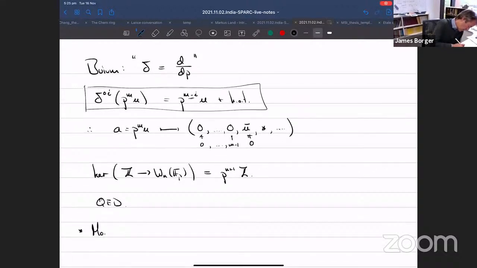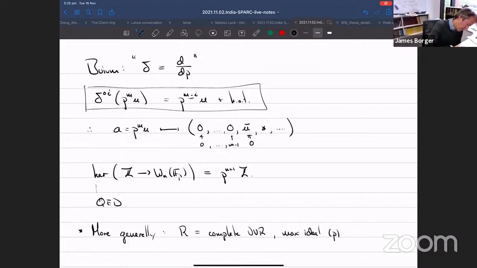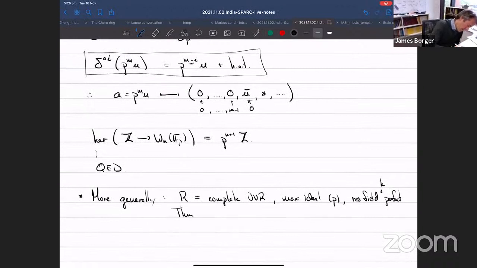Let me say one more comment. So more generally, maybe I should be honest and put some dots in there. More generally, if R is a complete discrete valuation ring, which is absolutely unramified, so the maximal ideal is generated by P, and the residue field K is perfect, then Wn of K is isomorphic to R modulo P to the n plus 1 R.